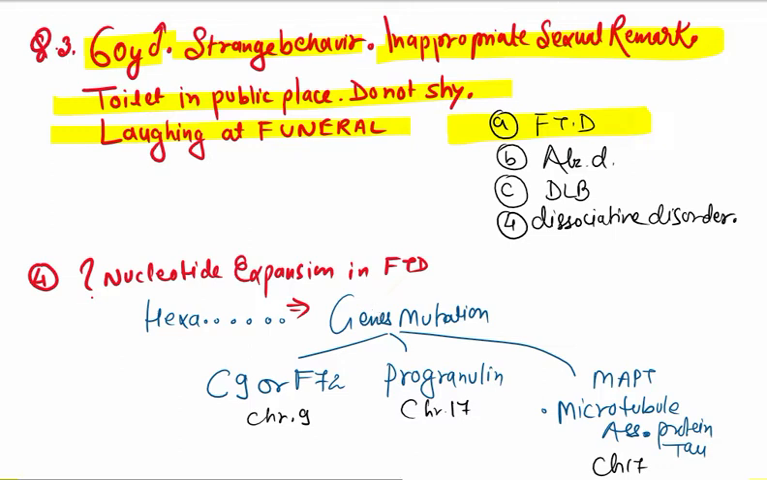Here the patient is not shying. So shyness is related to the frontal lobe. And abnormal sexual behavior, this is sexuality, this is in the temporal lobe. So this is the character of FTD, frontotemporal dementia.